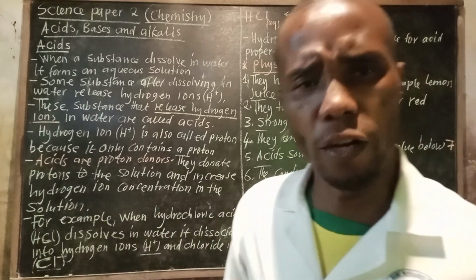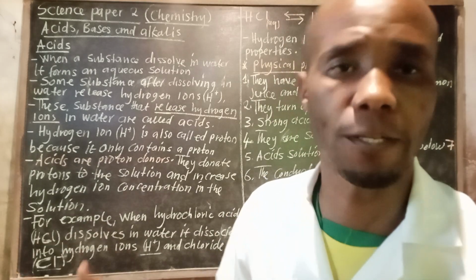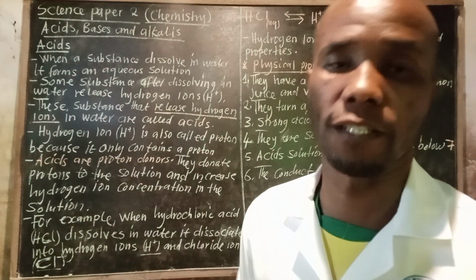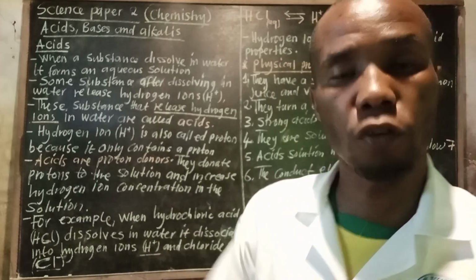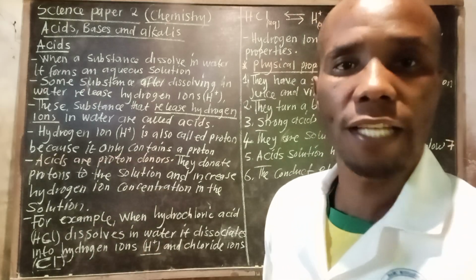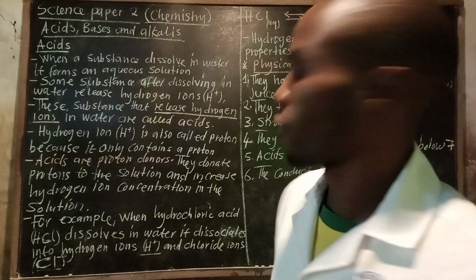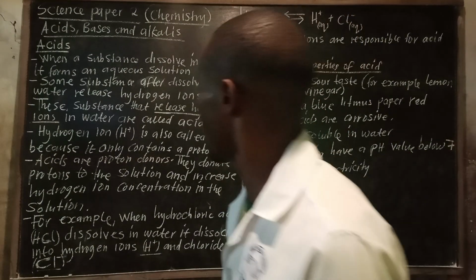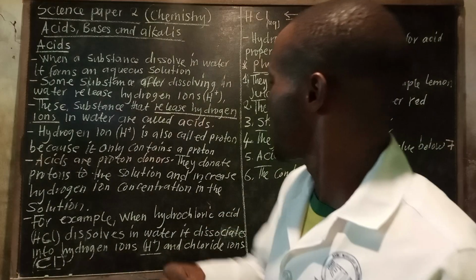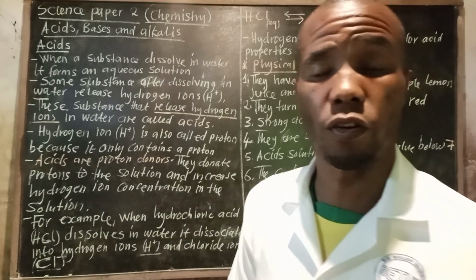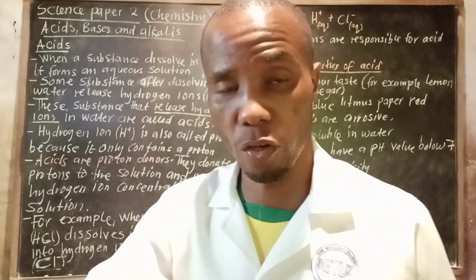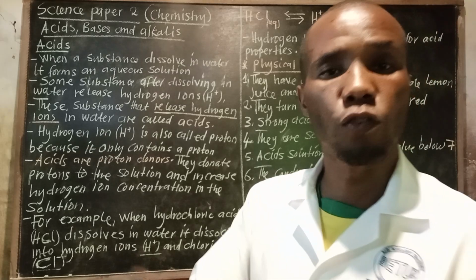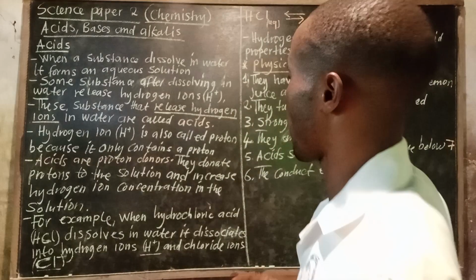Acids are proton donors. We have heard that a substance that releases hydrogen ions when dissolved in water is called an acid. These acids are called proton donors because the ion is the same as the proton. So all acids are proton donors. They donate protons to the solution and increase the hydrogen ion concentration in that particular solution.